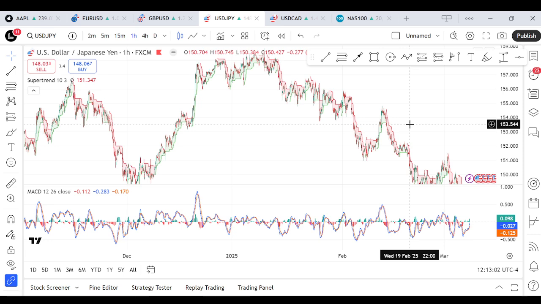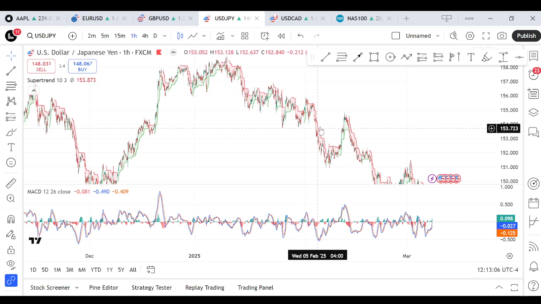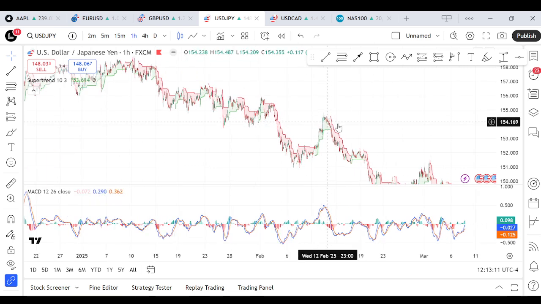By mastering the Supertrend MACD strategy, you'll be better equipped to spot trends and momentum shifts in the Forex market. So without wasting too much of your time, let's get started. First of all, what is the Supertrend MACD strategy?